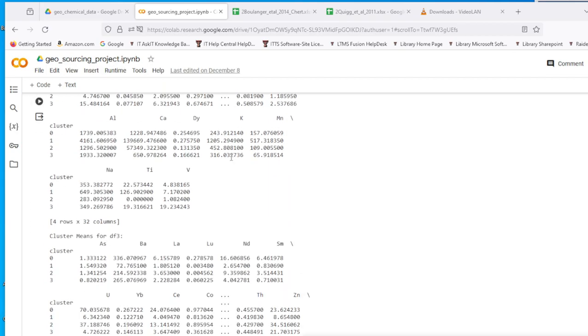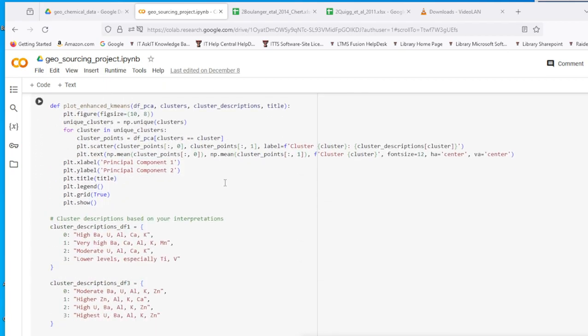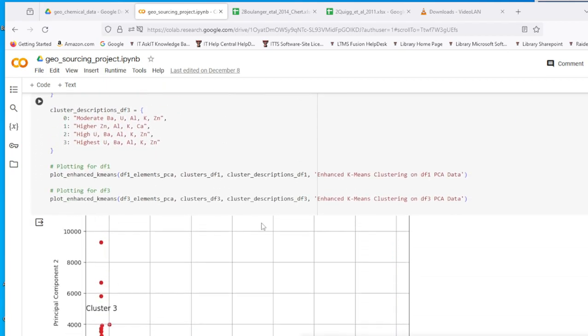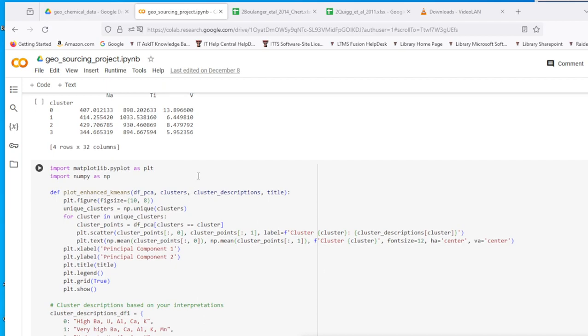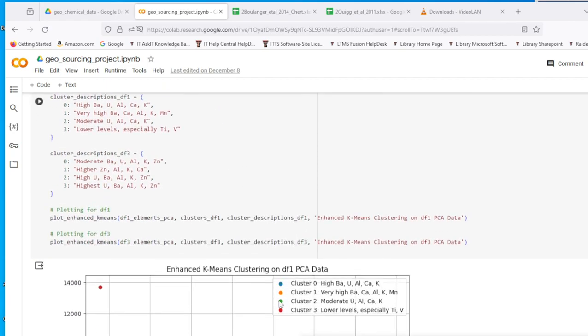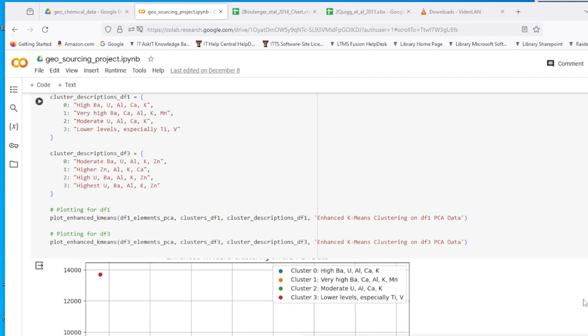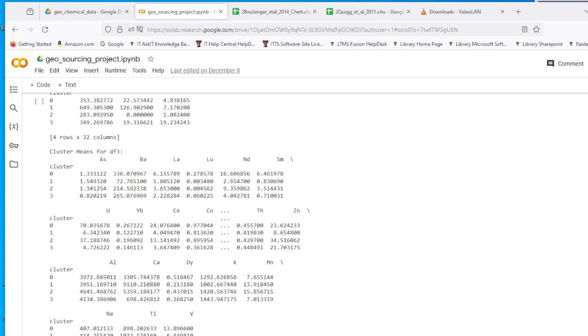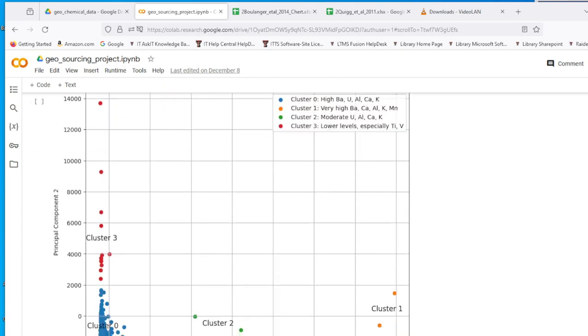That was not too indicative of anything. This is a refinement here. I called it enhanced K-means, where I am distinguishing out. Let me see if I can get this to show. Yeah, here we go.